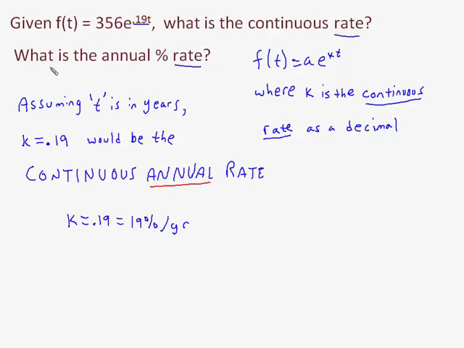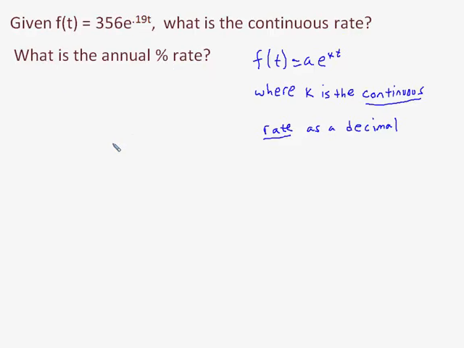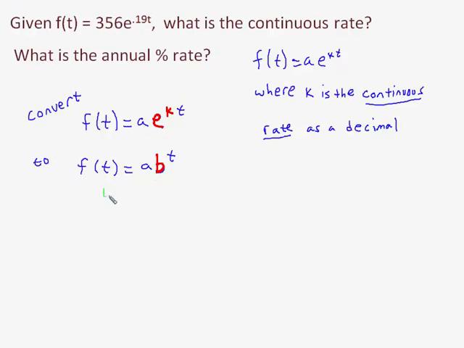The more difficult part of the problem is figuring out what the annual percentage rate is without the word continuous, meaning what percent does this actually grow each year. So if it grows 19% at a continuous rate, that means it'll grow more than 19% per year. The question is, how much more? So to find that out, I would have to convert my equation from the form f of t equals ae to the kt to the form f of t equals ab to the t, more commonly known as y equals ab to the x, by the way.